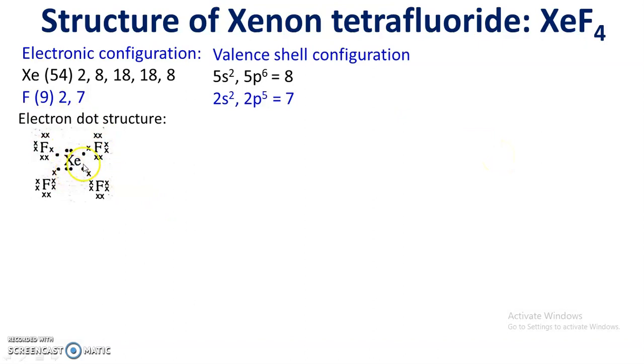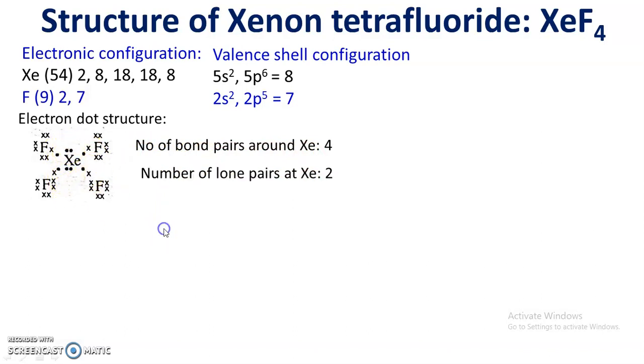Xenon is at the center. It contains 8 electrons in the outermost shell. Out of these 8 electrons, 4 electrons are shared with the 4 fluorine atoms, and there is a formation of 4 xenon-fluorine bonds. So there are 4 bonding pairs. Number of bonding pairs around xenon equals 4, and 2 lone pairs are available at xenon. So number of lone pairs at xenon equals 2.